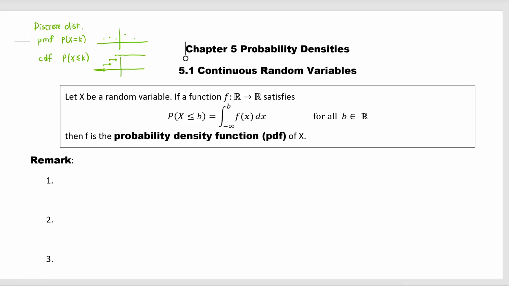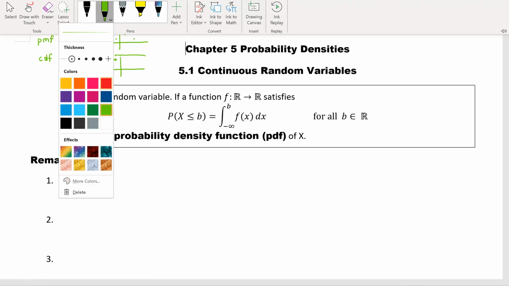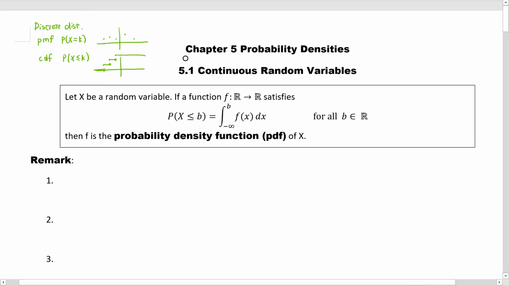So for discrete random variable, we have PMF, probability mass function. Then for continuous random variable, we have the PDF. It's not Adobe PDF, okay? This is probability density function. Let me draw a picture. Let me use a different color to indicate that. Okay, so the picture is like that.